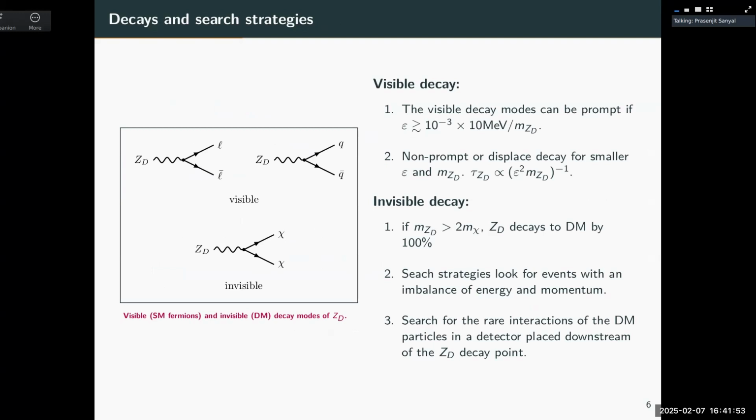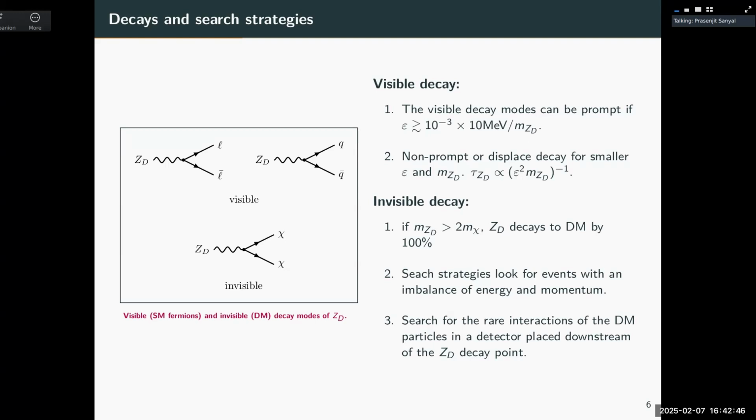So if I talk about the visible decays of dark Z, then we can have either prompt decays or non-prompt decays. When epsilon is large or the dark Z mass is large, then the decays are mostly prompt. In the prompt scenario, the vertex of the dark Z decay and the production of the dark Z cannot be distinguished. Whereas for the non-prompt or displaced decay, the vertex from where the dark Z is decaying and the production of dark Z can be distinguished properly. So for the non-prompt decays, we require very small epsilon or very small mass of the dark Z.